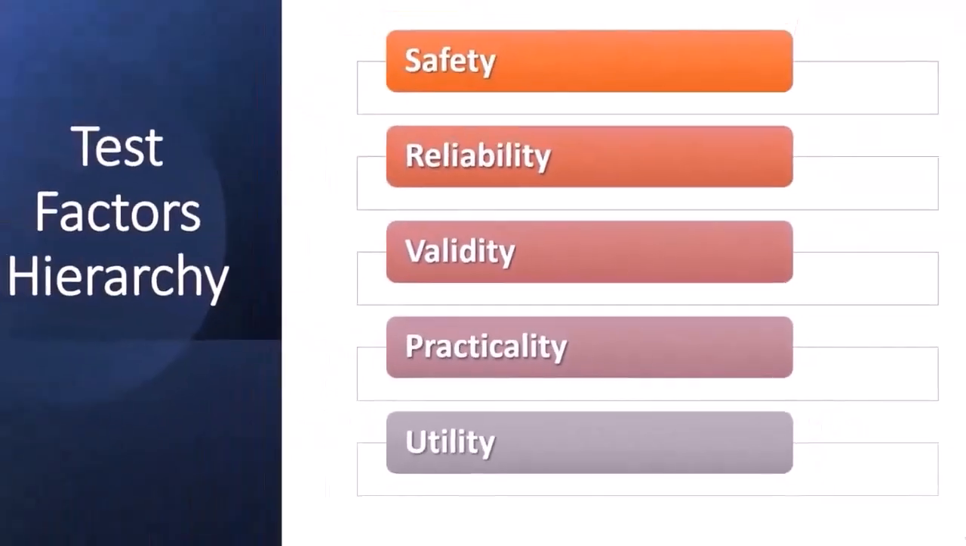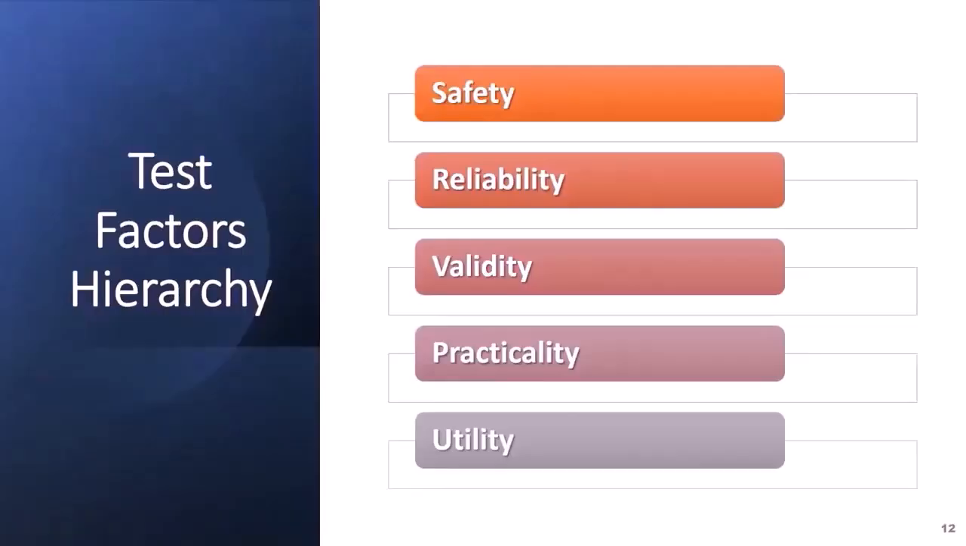Utility. This assumes that if a test is safe, reliable, valid, and practical, it will produce valuable results for all stakeholders: the client, the referral source, and the evaluator. That makes sense. So, first and foremost, the test must be safe. Then its results must be consistent. Then they need to actually measure what they're supposed to measure. It can't be too burdensome. And finally, it has to be useful.